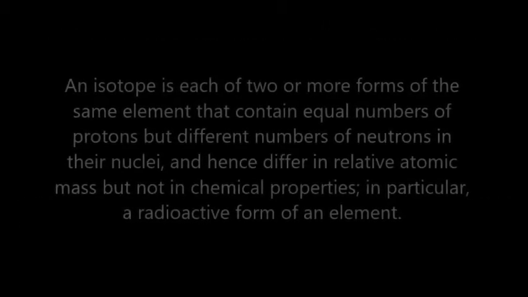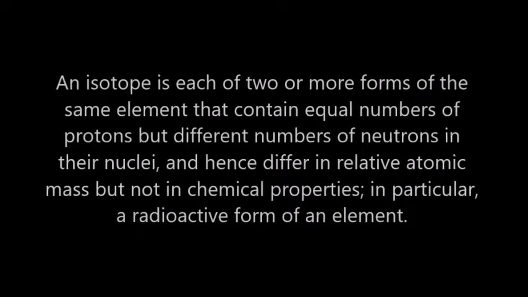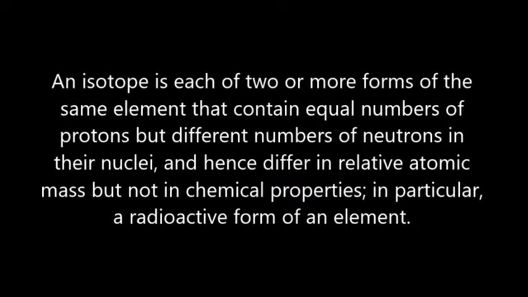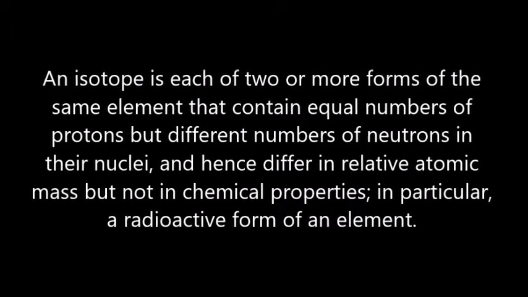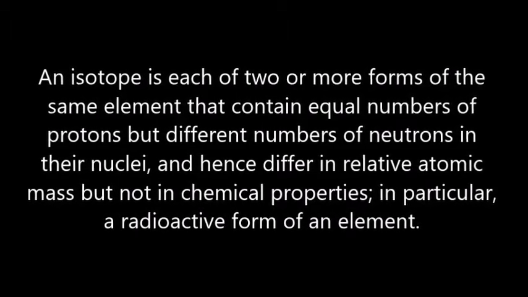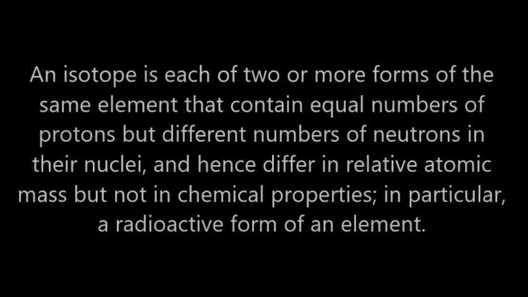An isotope is each of two or more forms of the same element that contain equal numbers of protons, but different numbers of neutrons in their nuclei, and hence differ in relative atomic mass, but not in chemical properties, in particular a radioactive form of an element.